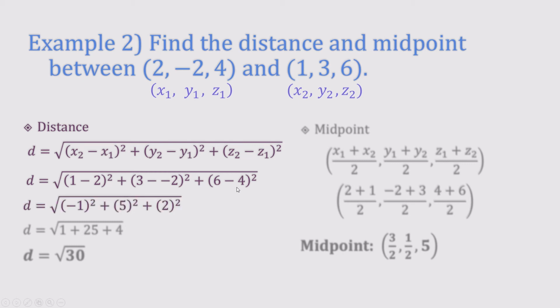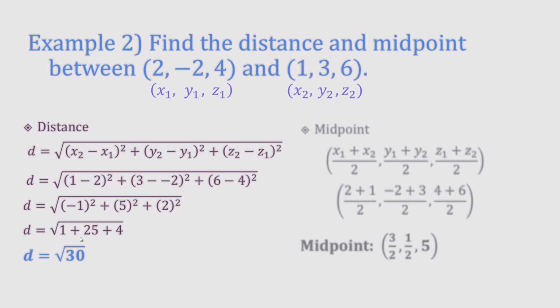1 minus 2 is negative 1. 3 minus negative 2 gives us positive 5. 6 minus 4 gives us positive 2. Negative 1 squared is 1. 5 squared is 25. 2 squared is 4. When we add those together, we get 30. So d is equal to the square root of 30. That doesn't simplify, so we'll leave the square root of 30. Better to leave it as a simplified radical than to use a decimal.